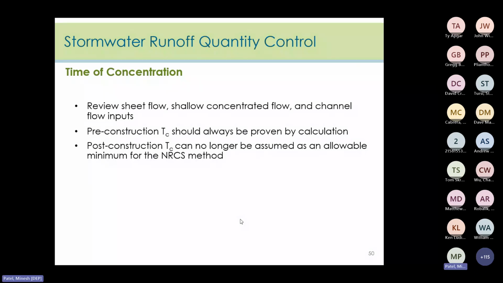So in summary, the reviewer must make sure that the sheet flow, shallow concentrated flow, and channel flow inputs are all correct. They must make sure that the proper time of concentration was used with the corresponding method. They must check the pre-construction time of concentration calculations, and the reviewer must now check the post-construction time of concentration calculations, as it is no longer allowable to be assumed.